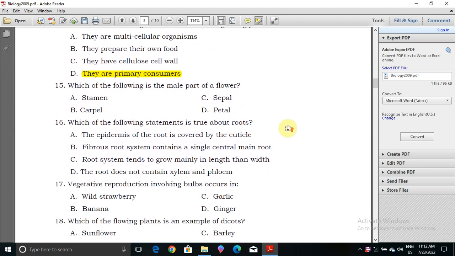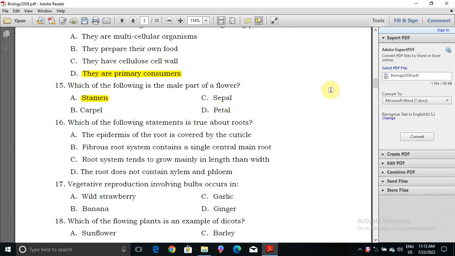Okay, now in question number 15. Which of the following is the male part of a flower? Here we have a stamen, carpel, sepal, or petal. The male part of a flower will be the stamen. It's written also in the textbook of grade 7.